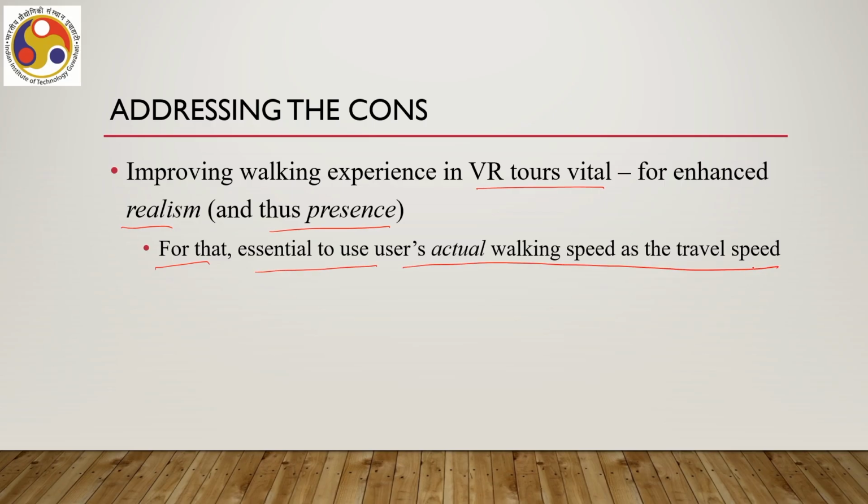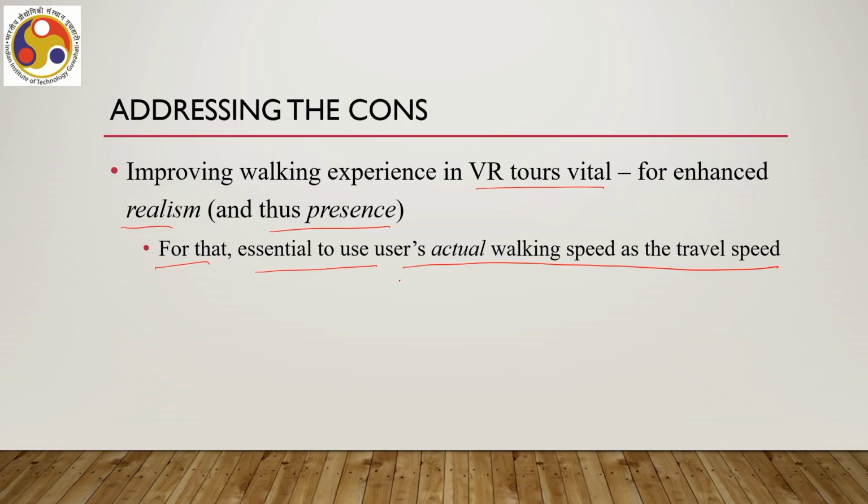So, when the user is navigating in a system-controlled tour, that is, the system is forcing the user to move from one place to another, the speed at which the user is moving should match the user's real-world experience. Here, we are assuming that the navigation is taking place as if the user is walking. Of course, that is not necessarily always the case. However, in our case, we are assuming that the user is navigating through walking, and it is essential to use the user's actual walking speed to give the user a feel of realism.